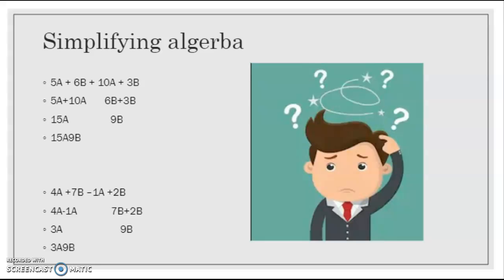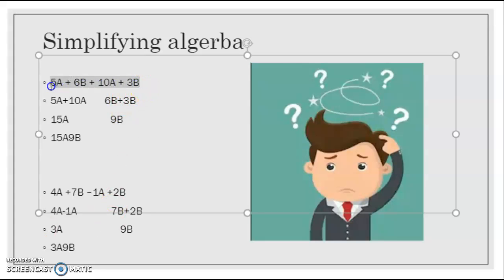Simplifying algebra. So this is the most complicated it's going to get today. We're only going to do a little bit of algebra because we're just trying to get you into the basics. So, lots of the time you'll see a question like this, and this looks really confusing. Okay, so you've got 4 different things that all need to be added together. Right, the first thing to do is read the question. So 5a plus 6b plus 10a plus 3b.